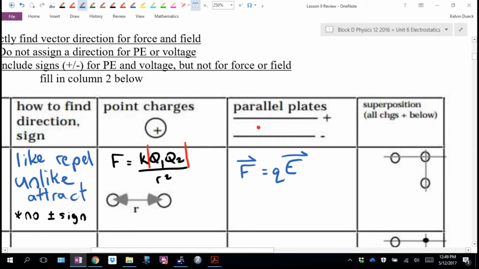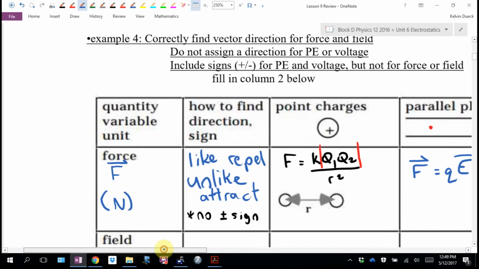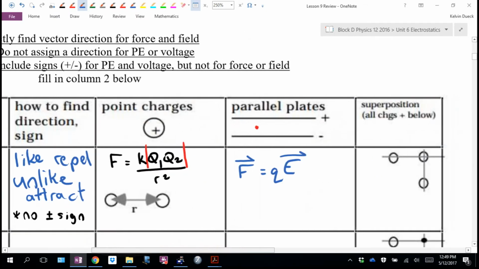What does the letter E stand for? Field. Which field? Yep, electric field. Okay. Now, the reason I used a lowercase q is this is the charge that's sitting in there experiencing the force. This is like the satellite in orbit, not the big planetary charge causing everything. Okay.